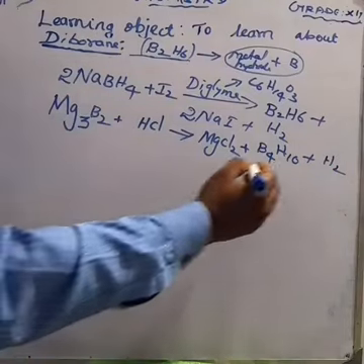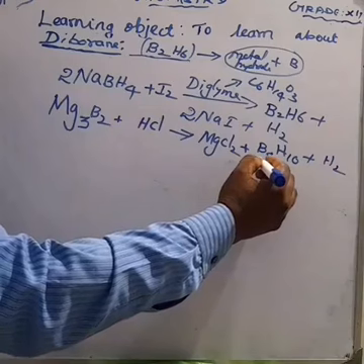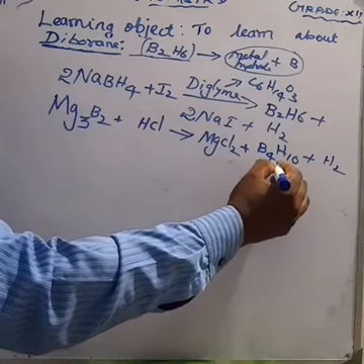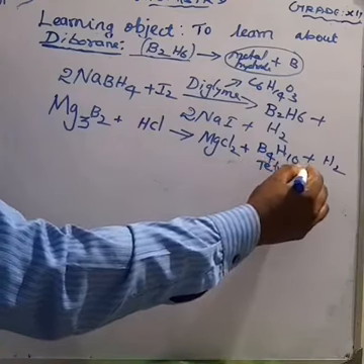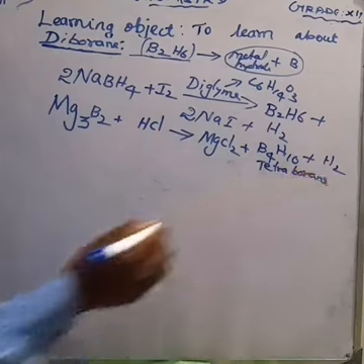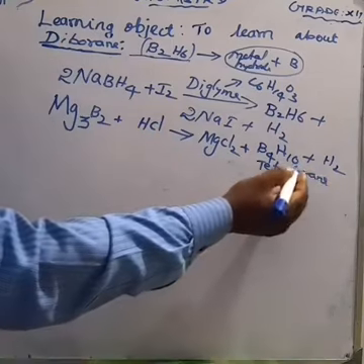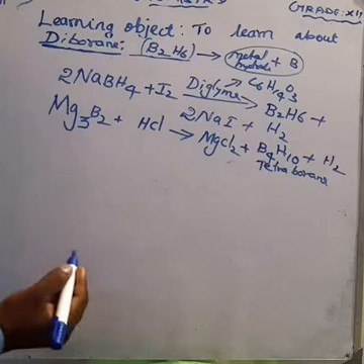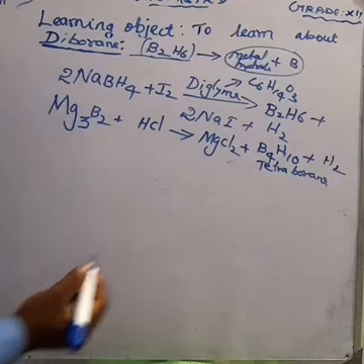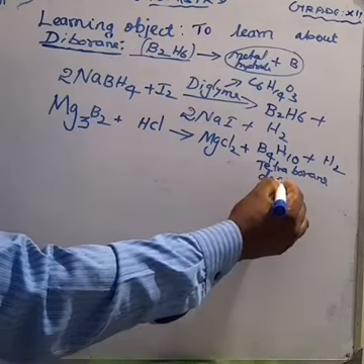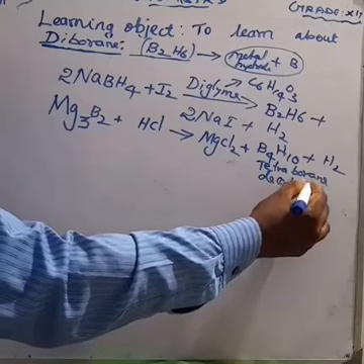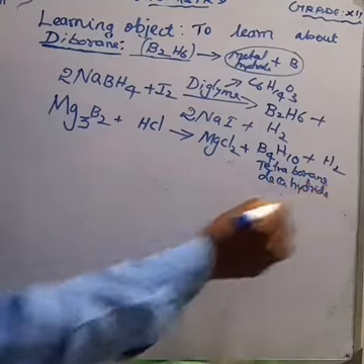What is the name of the compound B4H10? It is called volatile tetraborane. Tetra means 4, am I right? So B4H10 means tetraborane, otherwise called tetraborane decahydride. Deca means 10. Okay. Here, how can you balance the equation?